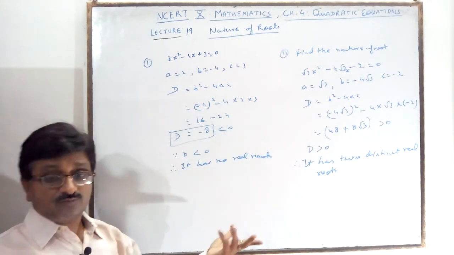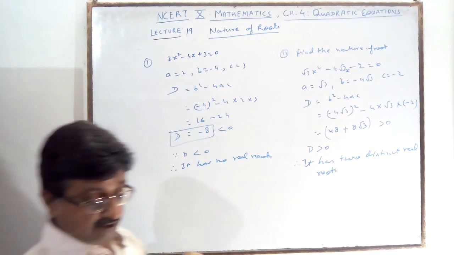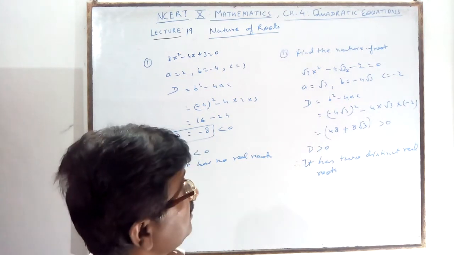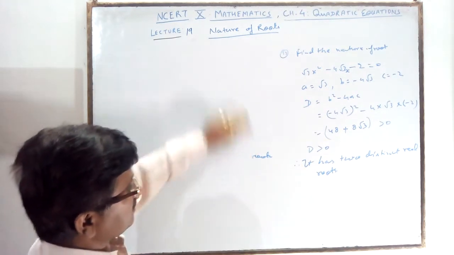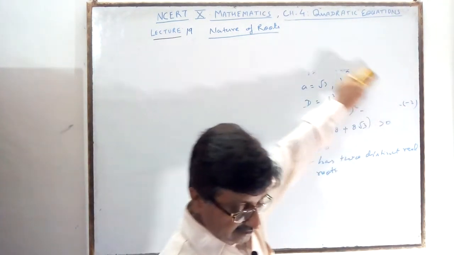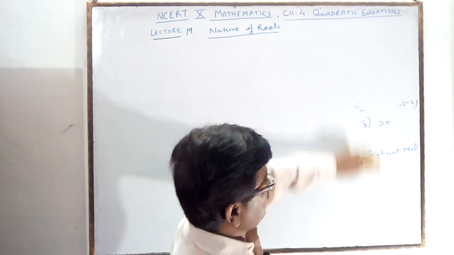If your question is also find the root, then you will calculate. So this type of question you will get: find the nature, find the discriminant. These are the examples. One more example is given in the book. Very simple.